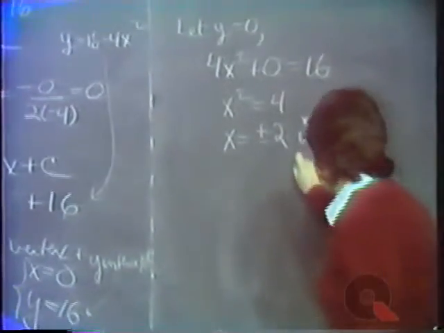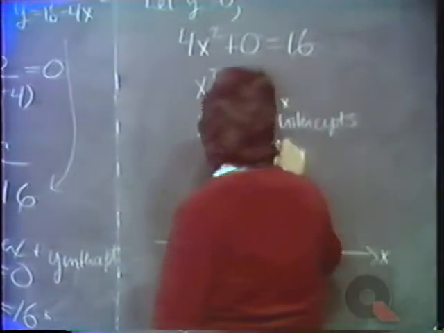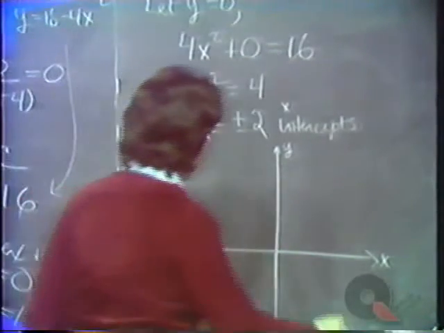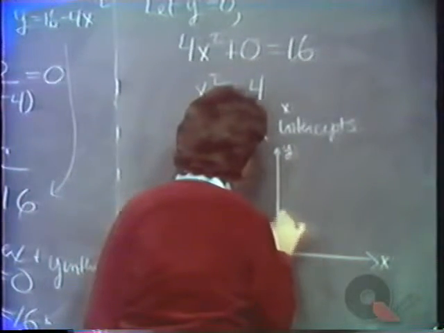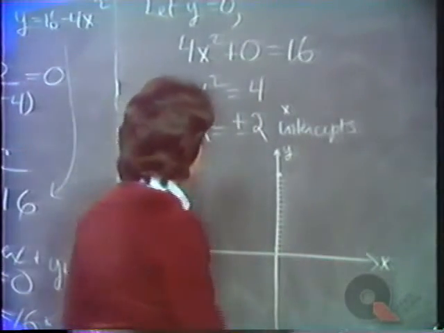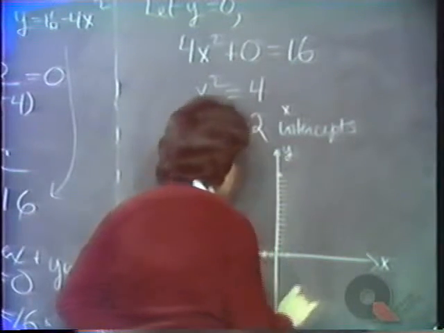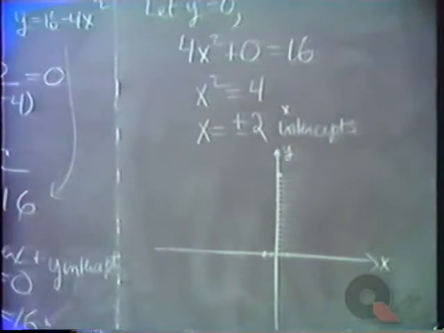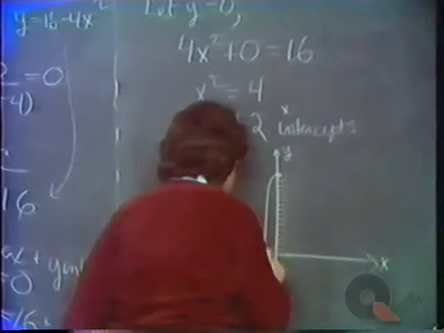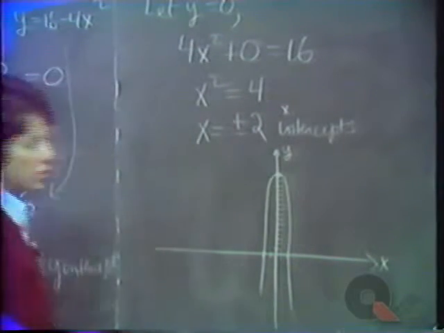Okay, so let's see what we have. Let's put it all together for the picture. The y-intercept is 16. The x-intercepts are 2 and minus 2. And 0, 16 is also the vertex, or the turning point of the parabola, and the parabola is opening down, like so.